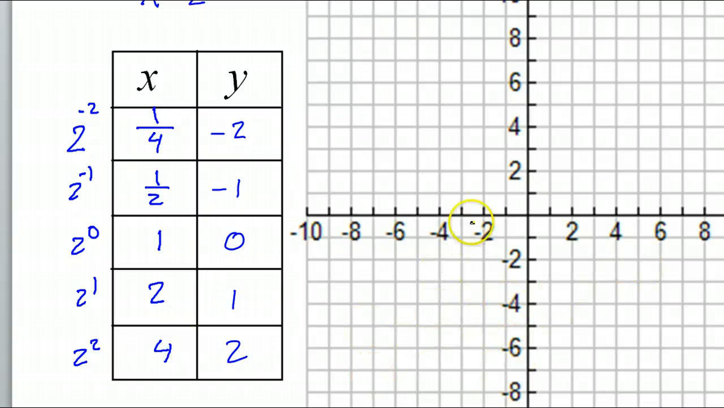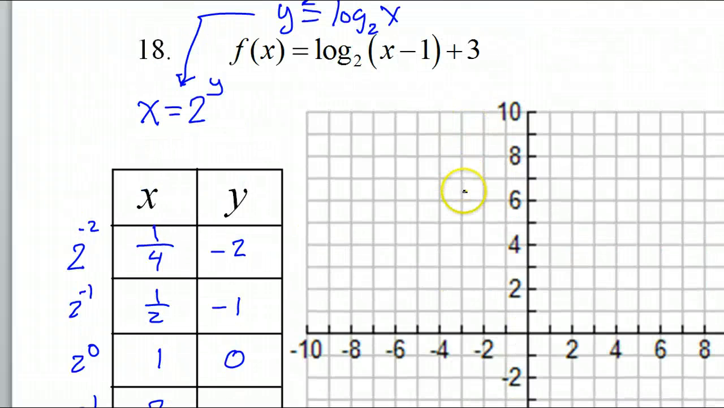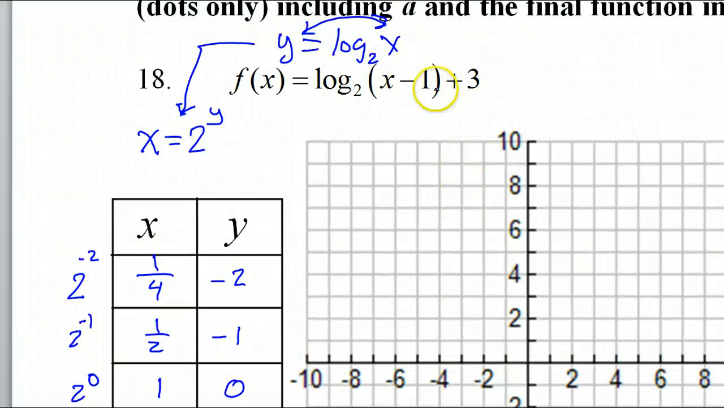Now I'm going to graph these, but this will not be the final answer. I have not done the shifting yet.